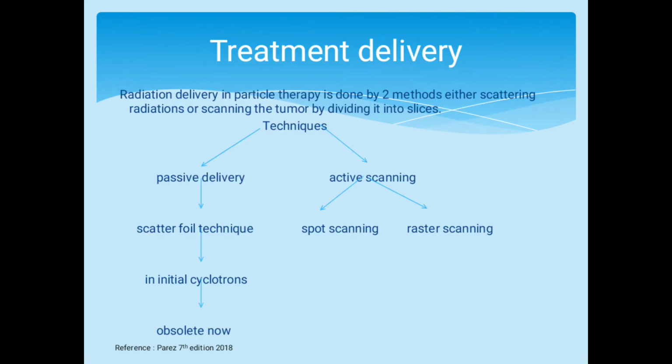Radiation delivery in particle therapy is done by two methods, either scattering radiation or scanning the tumor by dividing it into slices: passive delivery and active scanning. In passive delivery, there are the scattering foil technique or initial cyclotrons. In active scanning, there are spot scanning and raster scanning.